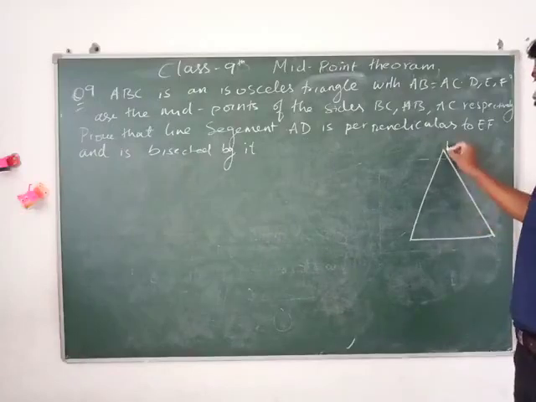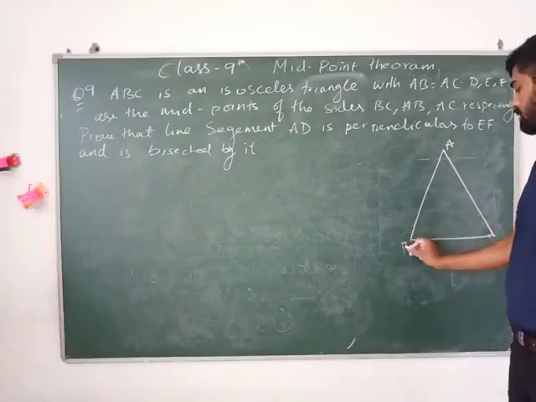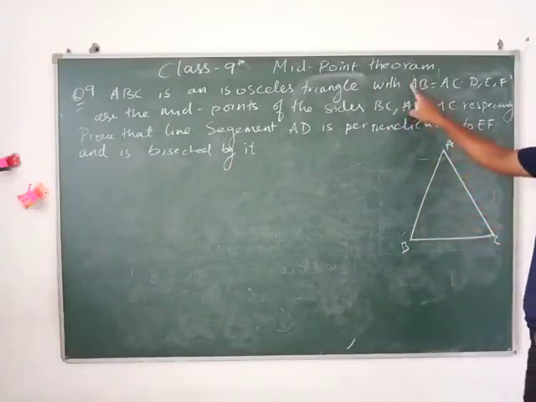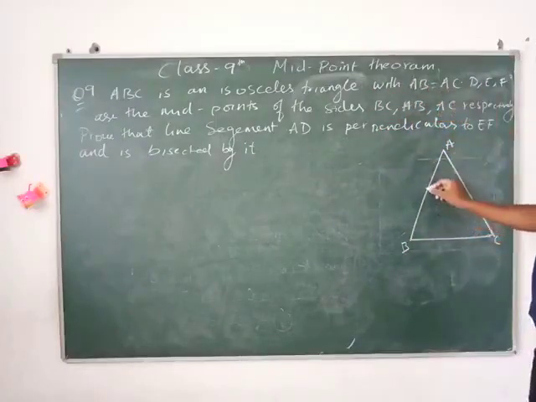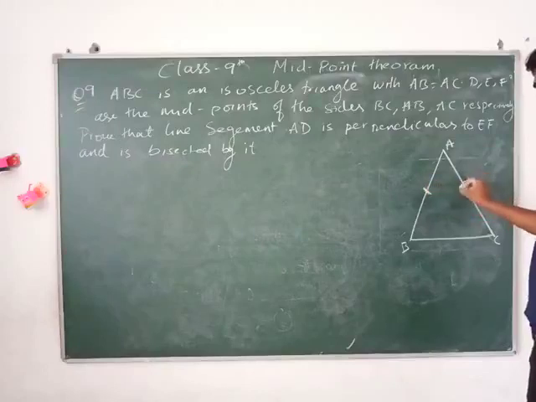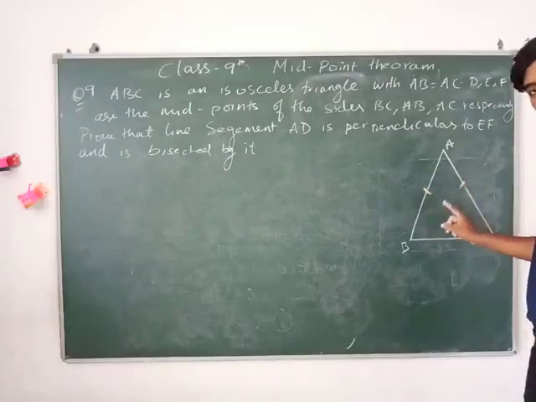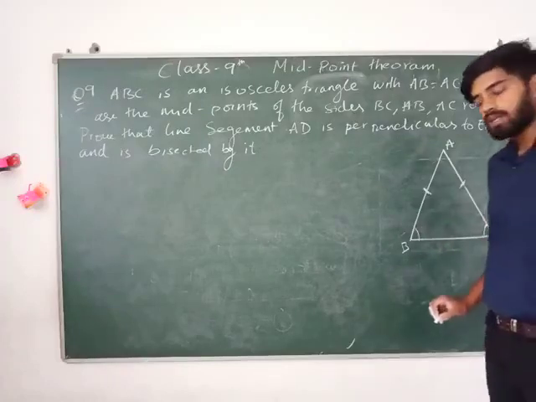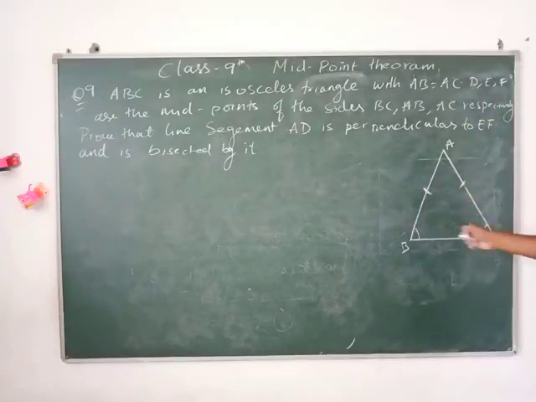Okay, so this is A, this is B, this is C. And they said it's an isosceles triangle with AB equals AC. If these two sides are equal, we have studied that these two angles will also be equal.